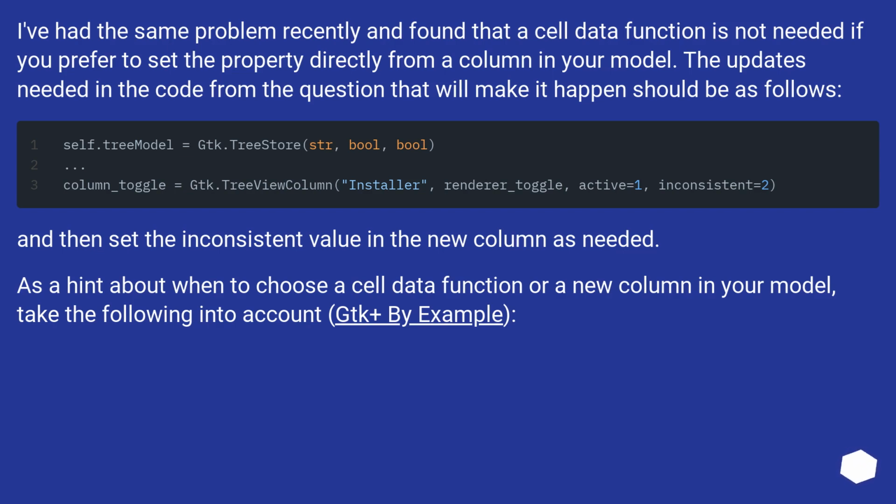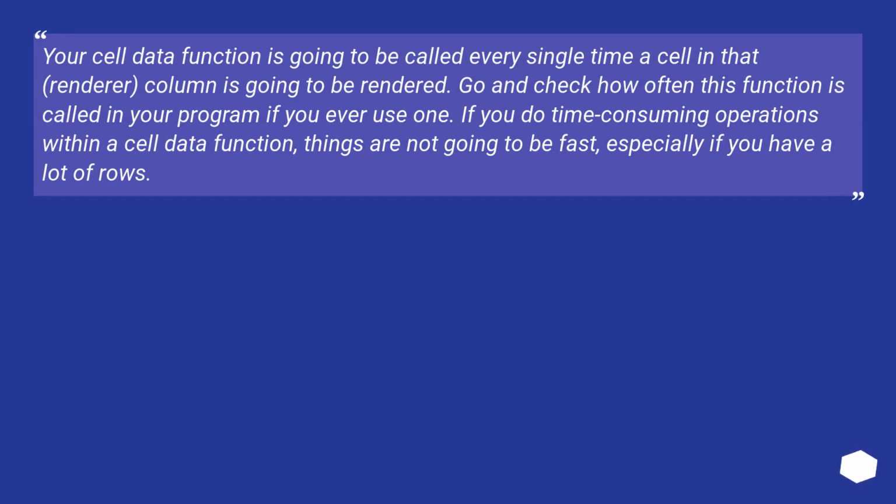As a hint about when to choose a cell data function or a new column in your model, take the following into account, GTK+ by Example. Your cell data function is going to be called every single time a cell in that renderer column is going to be rendered. Go and check how often this function is called in your program if you ever use one. If you do time-consuming operations within a cell data function, things are not going to be fast, especially if you have a lot of rows.